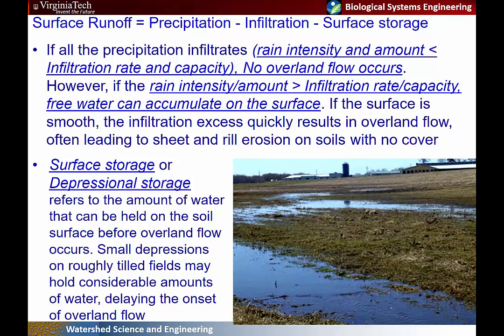So if you have a soil, let's say a tilled soil, where you get significant furrows occurring across that landscape, you can get what's called surface storage or depressional storage. And so that refers to the amount of water that can be held on the soil surface before overland flow occurs. So these small depressions on roughly tilled fields can actually hold considerable amounts of runoff, delaying the onset of off-site movement. And this is just a picture of what that might look like.